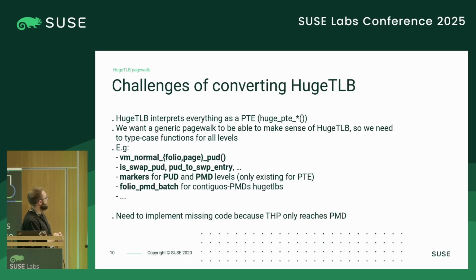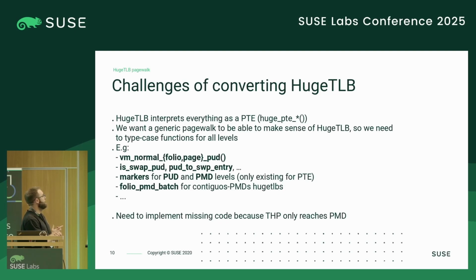We also don't have markers for PUD and PMD levels. Currently, upstream only has them for PTE levels. That's because markers are not supposed to be split. But we need those for HugeTLB, because HugeTLB can have markers when you poison a HugeTLB page with userfaultfd.